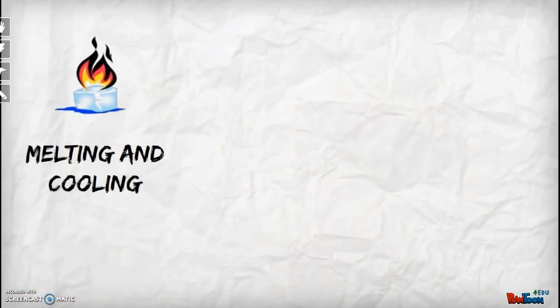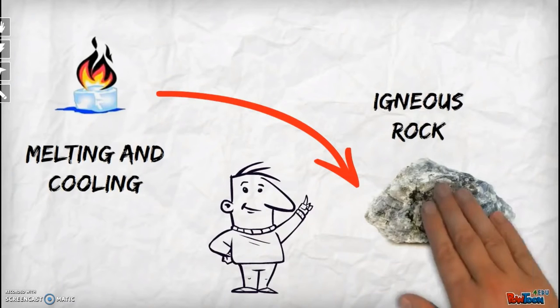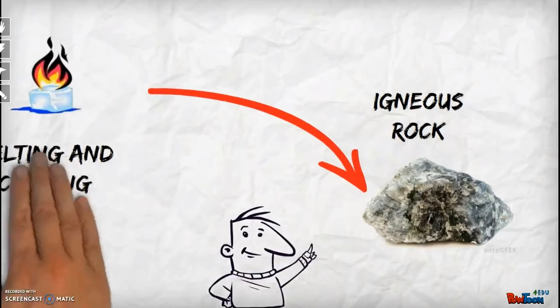The first process, melting and cooling, involves the melting of rock deep in the ground. Eventually it cools and becomes igneous rock, like this feldspar.